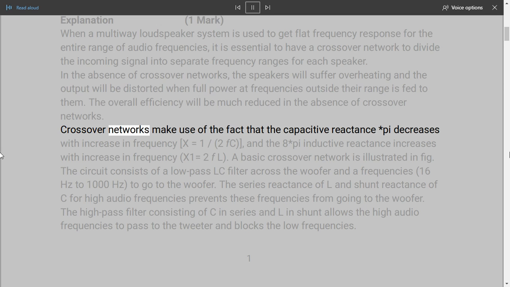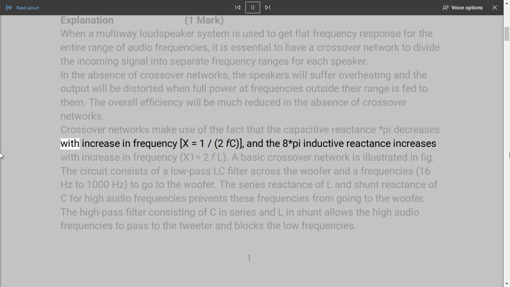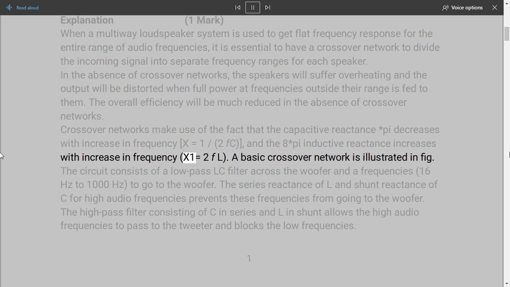Crossover networks make use of the fact that capacitive reactance decreases with increase in frequency, Xc equals 1/2πfC, and inductive reactance increases with increase in frequency, XL equals 2πfL. A basic crossover network is illustrated in the figure.